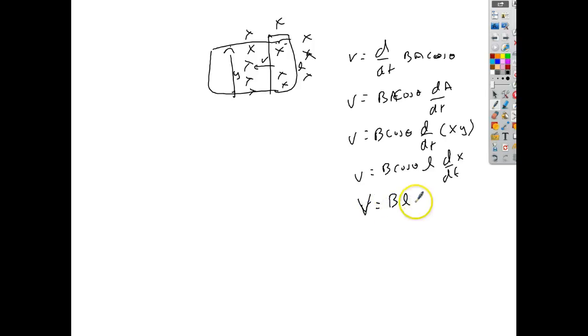Oh, you're going to love this formula. V. Those V's don't cancel out. So this is voltage. This is going to be potential difference is equal to a magnetic field, length, and this is speed.